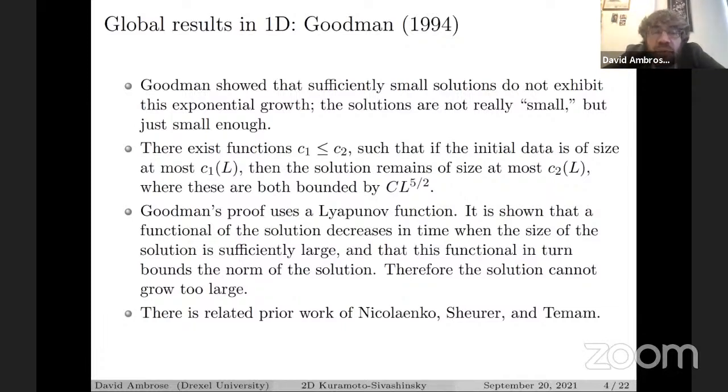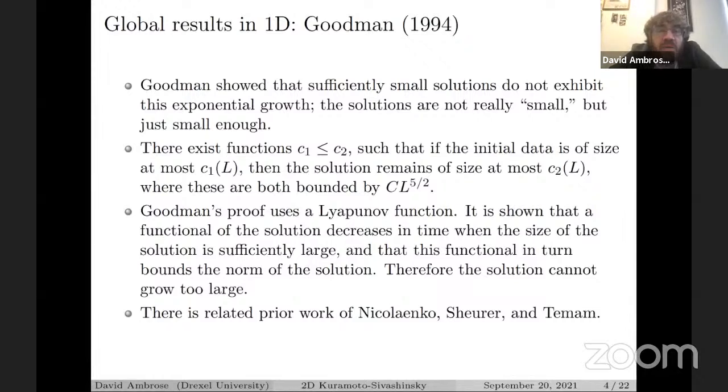So Goodman's proof uses a Lyapunov function. It's shown that a functional of the solution decreases in time when the size of the solution is sufficiently large, and that functional bounds the norm of the solution. And that means that the solution can't grow too large. And there's prior work by Nicolaenko, Scheurer, and Temam also using a Lyapunov function. Goodman, I think, generalized what they did.